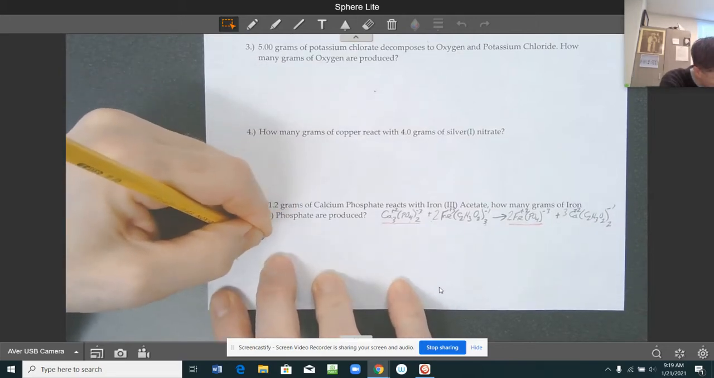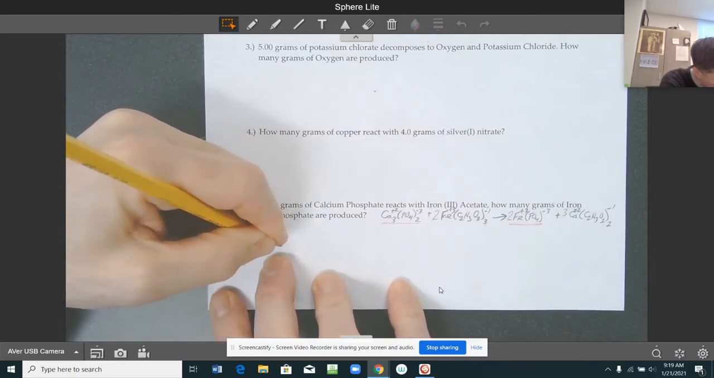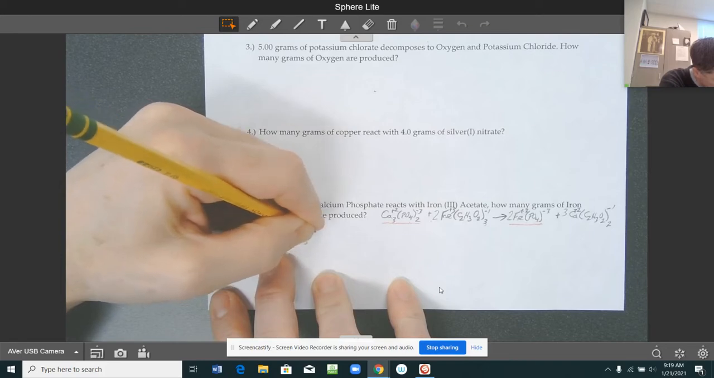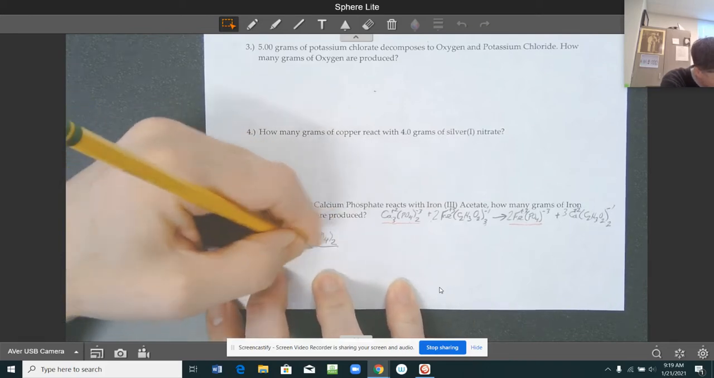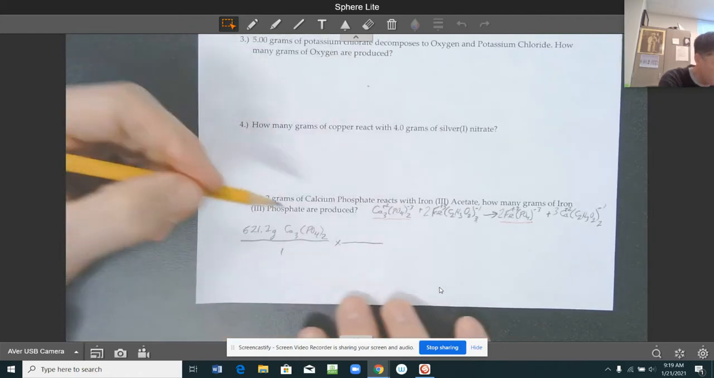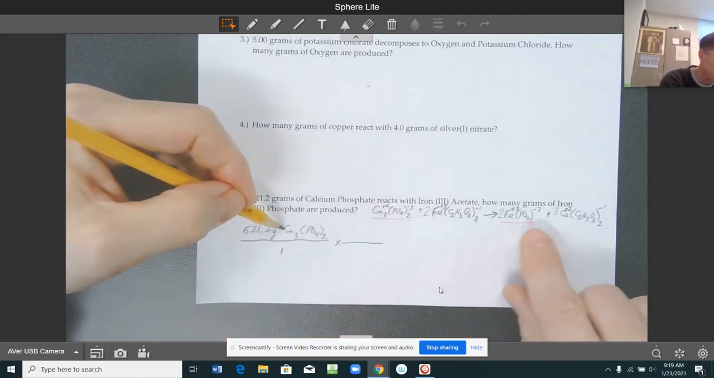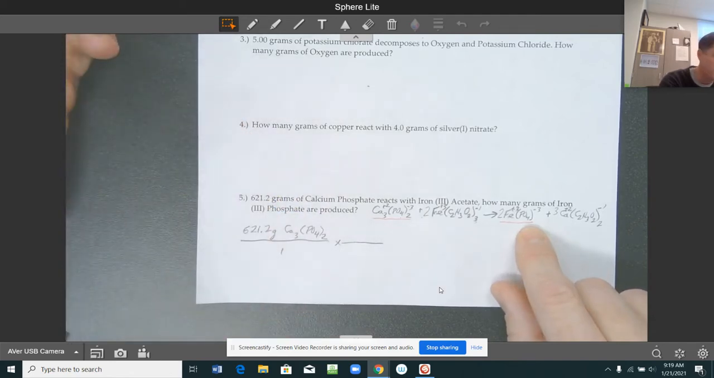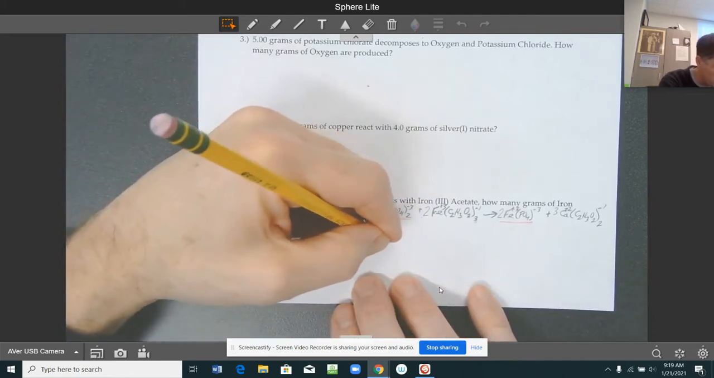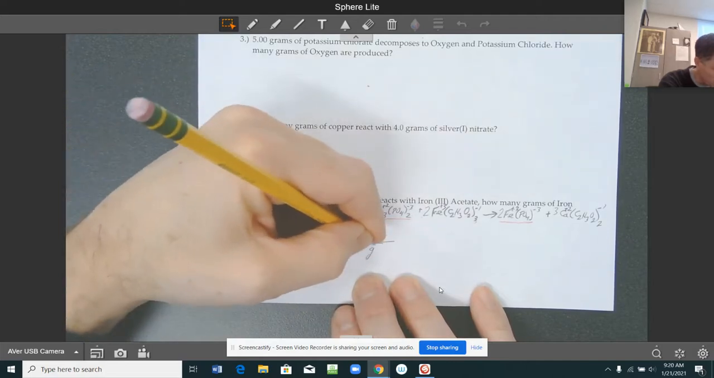So go 621.2 grams. And you're going to see in a second why I wanted to do this one. I've got grams of one, I've got to get grams of the other. The only thing that allows me to make that change is our mole ratio. So dimensional analysis, I've got to go from grams to get into moles.